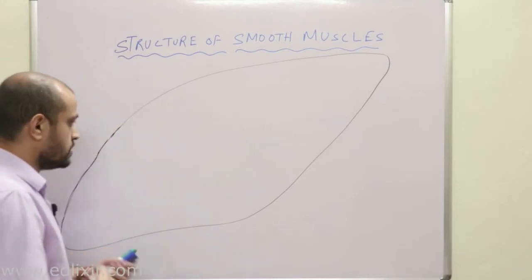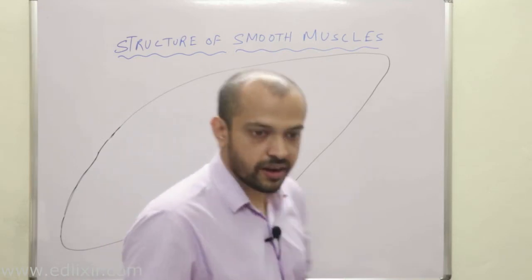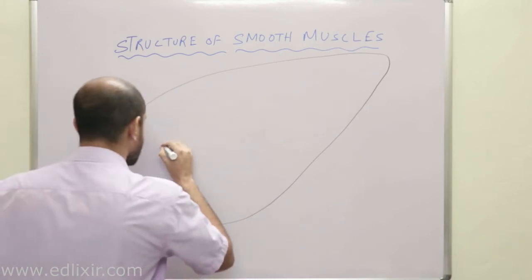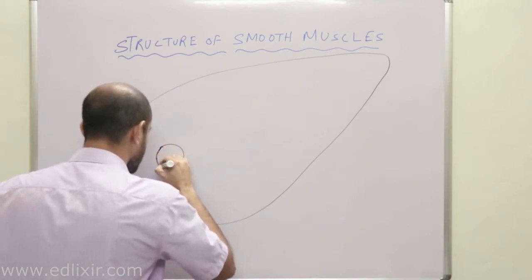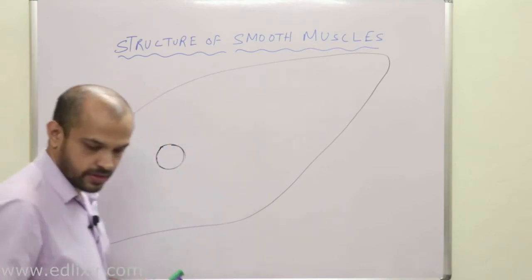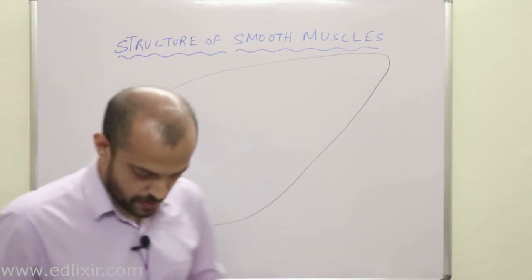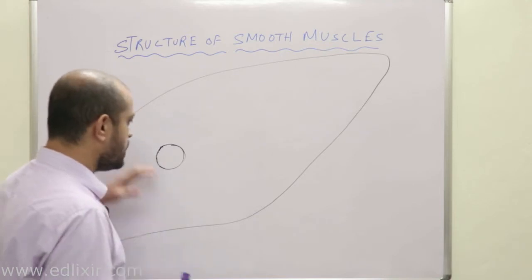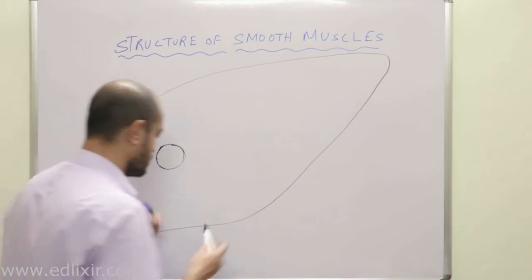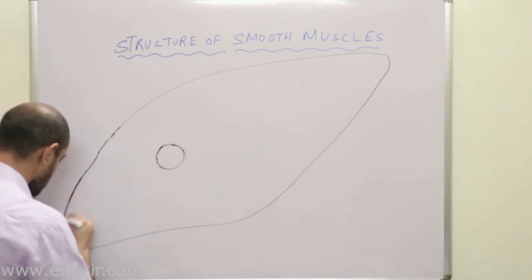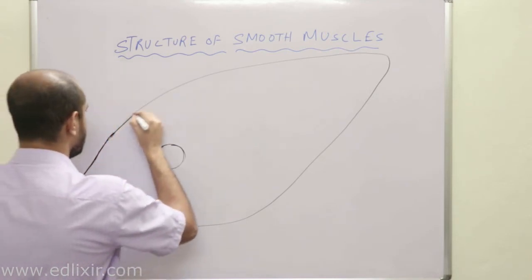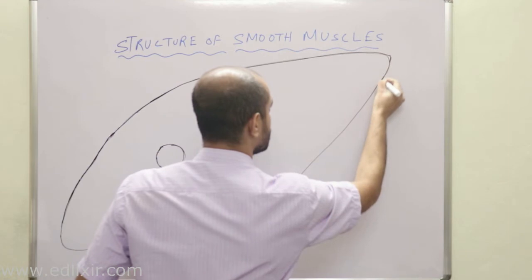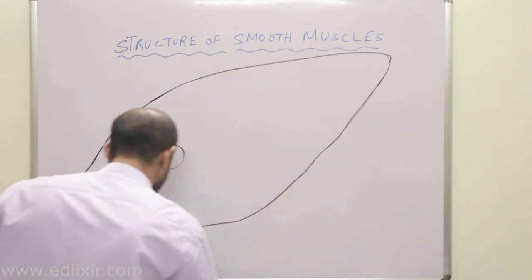Now, a very important point we need to understand is this: unlike skeletal muscle and cardiac muscle, the nucleus of smooth muscle is actually in the center. Clear? In the center. So we need to understand these basics first. Now, we will actually start with the membranous structure of smooth muscles.